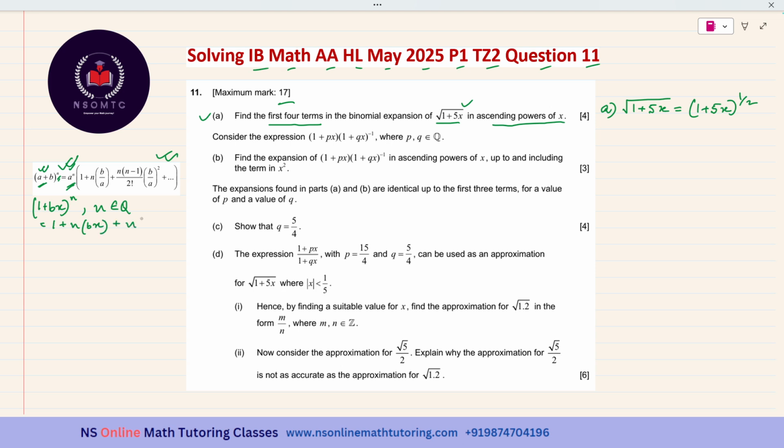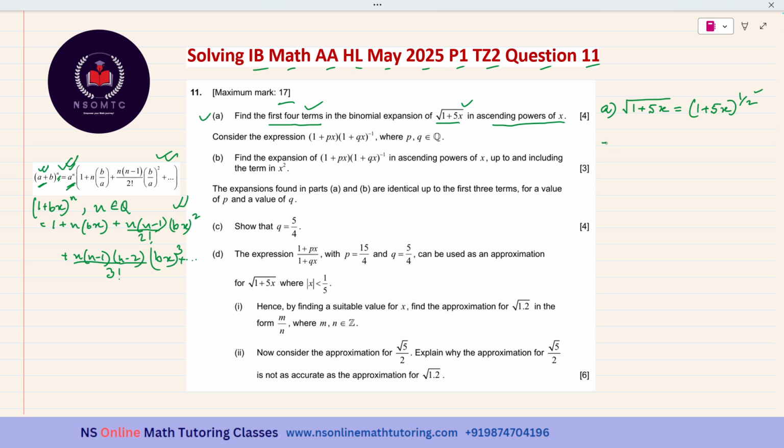plus n times n minus 1 over factorial 2 bx whole square. Since they have asked up to 4 terms, let me write the 4th term also. Plus n times n minus 1 times n minus 2 over factorial 3 bx whole cubed and plus dot dot dot. So we will be using this formula over here.